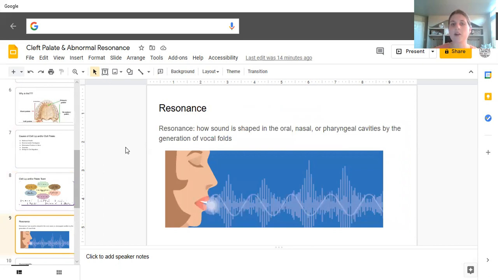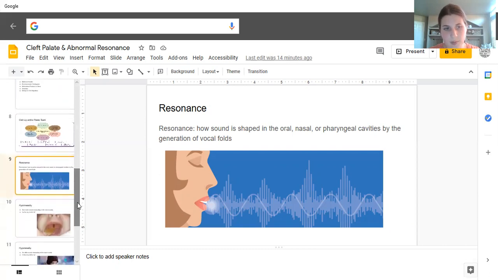So now we are going to talk about how cleft lip and or palate can affect resonance. So to define resonance, this is how sound is shaped in the oral, nasal, or pharyngeal cavities by the generation of the vocal folds. And also the functioning of the velopharyngeal mechanism will affect resonance.